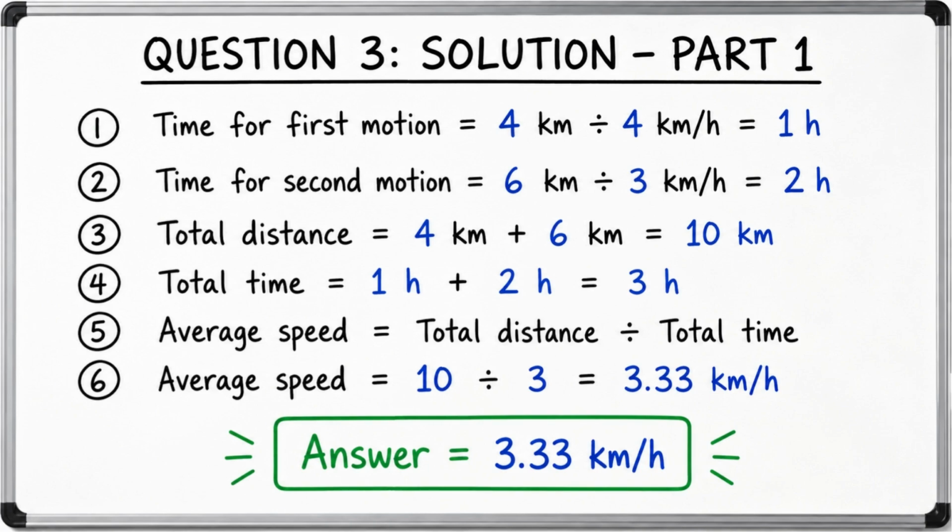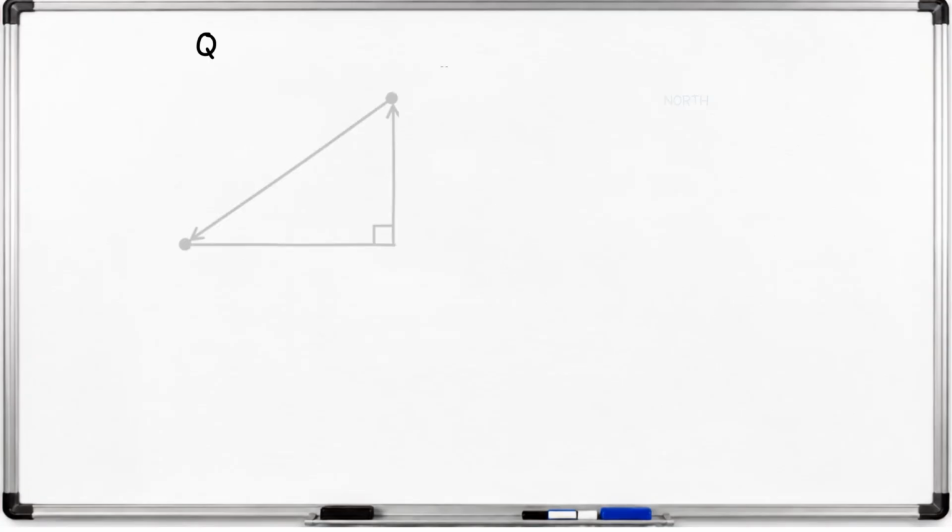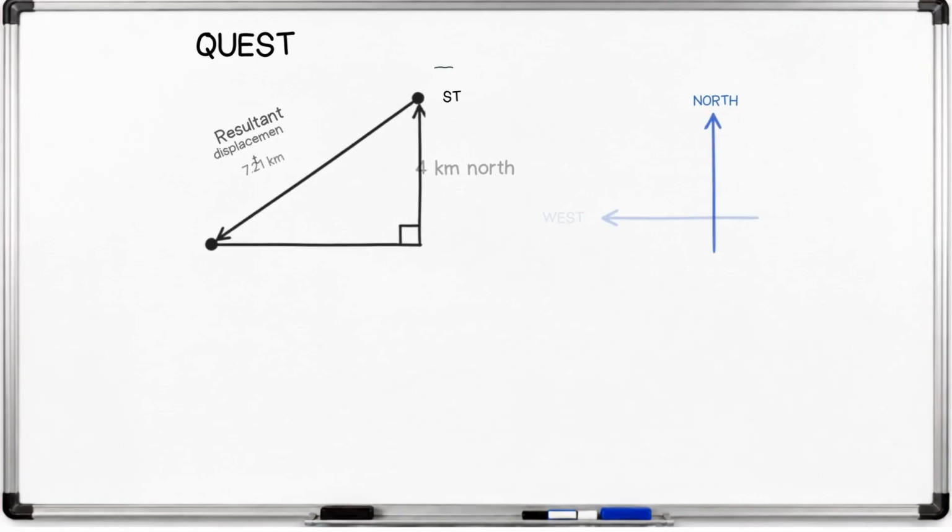Average speed equals total distance divided by total time. So 10 divided by 3 gives 3.33 kilometers per hour. Therefore, the average speed is 3.33 kilometers per hour. Now let us find the average velocity. For velocity, we do not use the total distance.